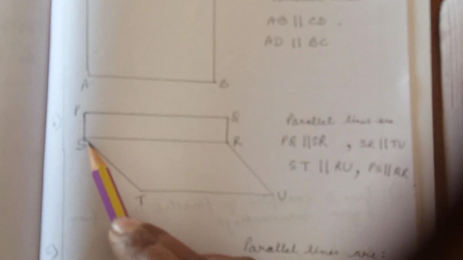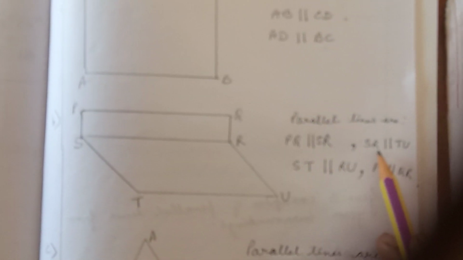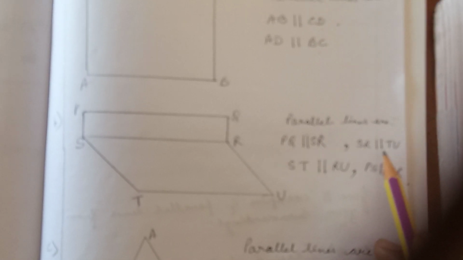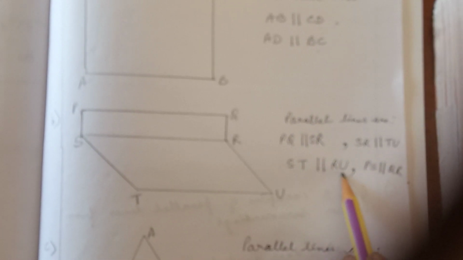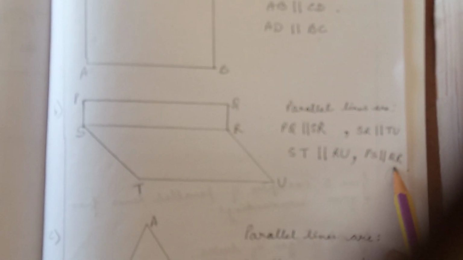Now again you may look at this SR and this line TU. These two are again parallel. So you write here SR is parallel to TU. You can use this sign. Now again this line ST and this line RU. These two are again parallel. ST is parallel to RU. And this line PS is parallel to QR. So you write here PS is parallel to QR.